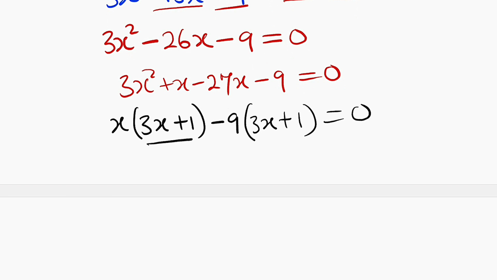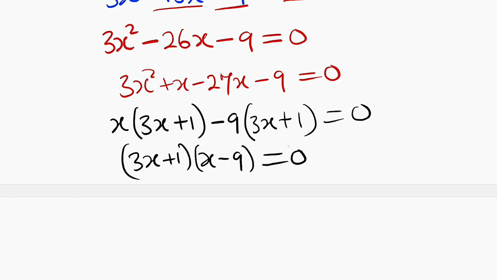You can see here we have 3x plus 1, and we have 3x plus 1 here. So we take 3x plus 1 as a common factor. Then what we have left is x minus 9, and the whole of this is equal to 0.